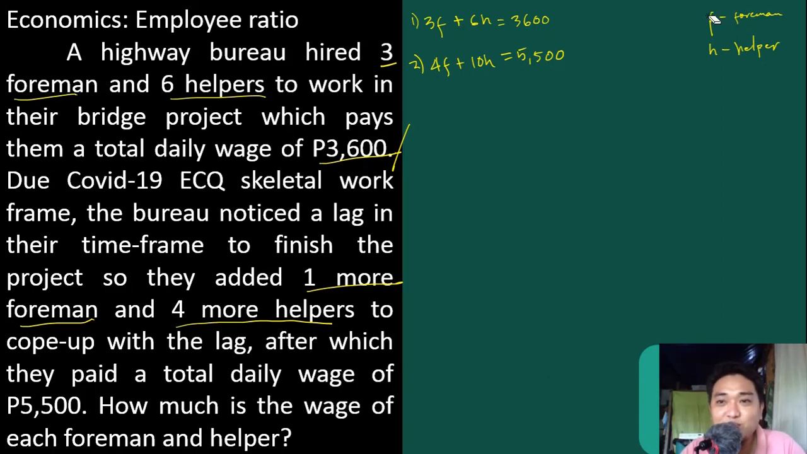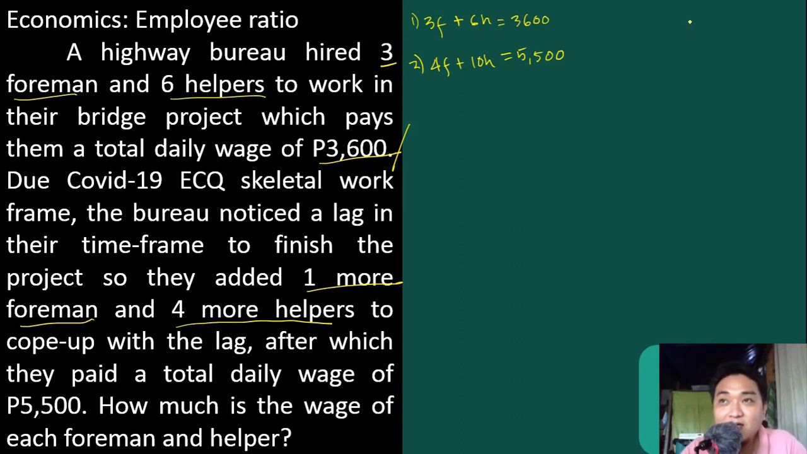This time, pwede na nating isolve yung dalawang linear equation. Pero para magawa natin yun, kailangan kung ano man yung variable na ika-cancel natin, kailangan pareho sila ng numerical coefficient. Tapos kailangan opposite sila ng sign. Why? Para mag-add na lang tayo. Sige. Paano kaya natin gagawing pareho yung kanilang numerical coefficient?